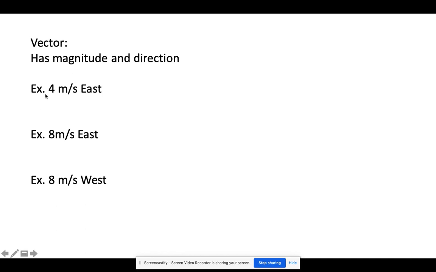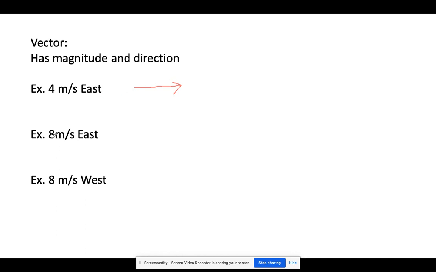Something that we didn't talk a whole lot about is that you can represent vectors with an arrow. Here's a couple examples. Let's say someone's driving 4 meters per second east. We can represent that with an arrow, and I'll draw one here. It's going to point to the right because east is usually to the right on a map, and let's say that's about 4.